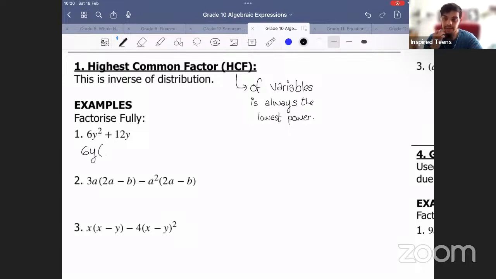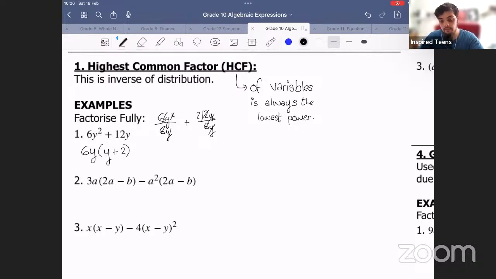Then we write what is left. How you get that is you take each term and divide it by the common factor. So 6y squared divided by 6y, plus 12y divided by 6y. One of the y's cancels and 6 and 6 cancel, so you're left with y. Then 12 and 6 make 2, but y and y cancel, so you're just left with 2.